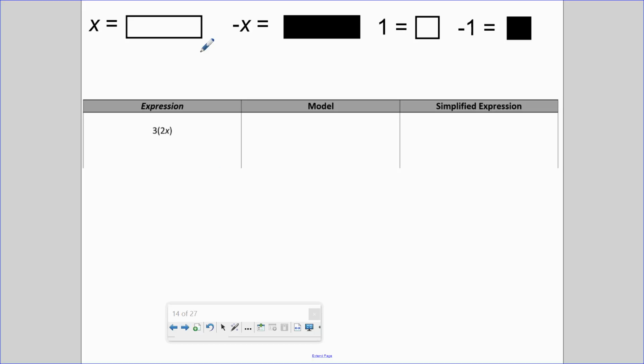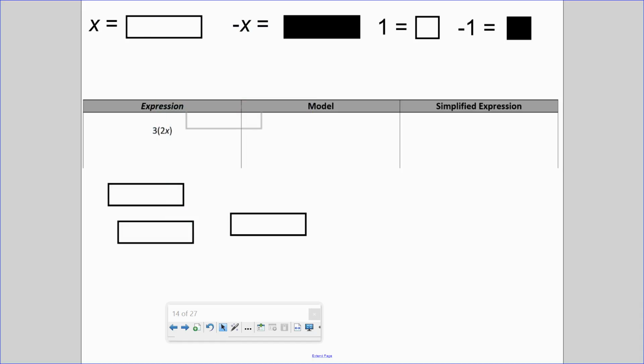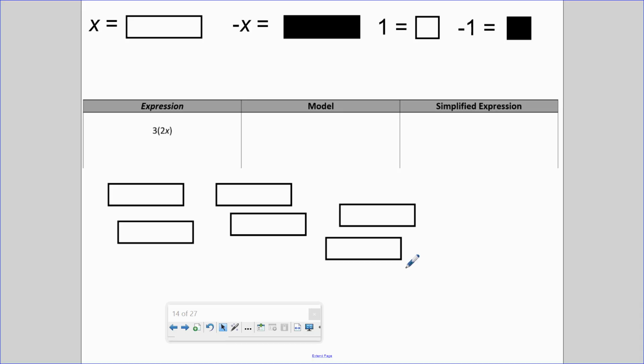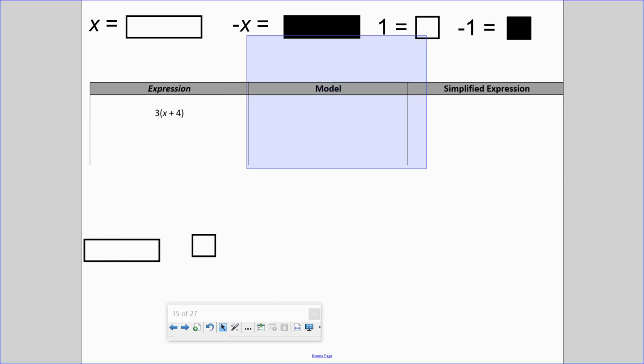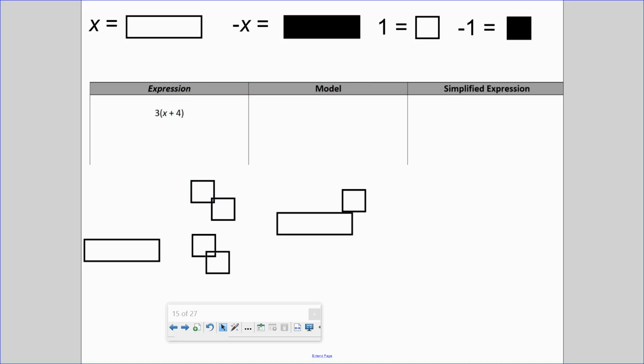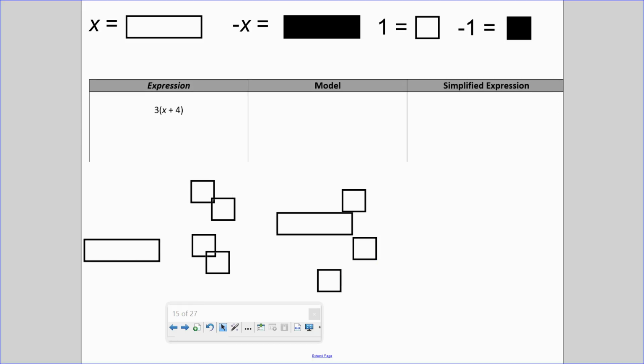Next one is 3 times 2x, 3 groups of 2x. Here's one group of 2x, here is a second group of 2x, here's a third group of 2x. So the answer must be 6x. Remember, this means multiplication. Next example: 3 times the quantity of x plus 4. If you forgot how to do distributive property, you may want to go back and look at the old videos. So here's x plus 4, and here's x plus 4 again, and here's x plus 4.